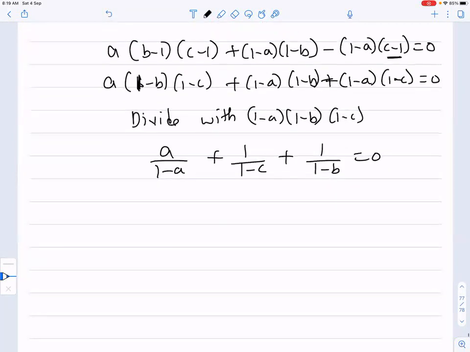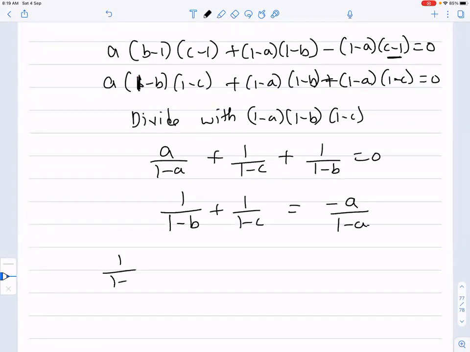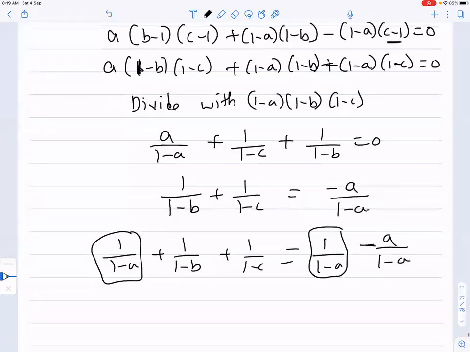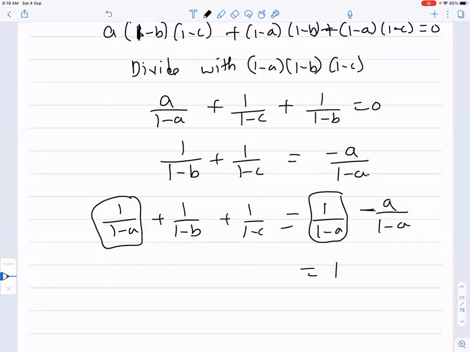Any doubt? So, what is 1 upon 1 minus b plus 1 upon 1 minus c? That is minus a upon 1 minus a. Correct, students? And what we need is 1 upon 1 minus a plus 1 upon 1 minus b plus 1 upon 1 minus c. I'm adding 1 upon 1 minus a on both sides. I can do that, right, students? So that is 1 minus a upon 1 minus a, which is 1.